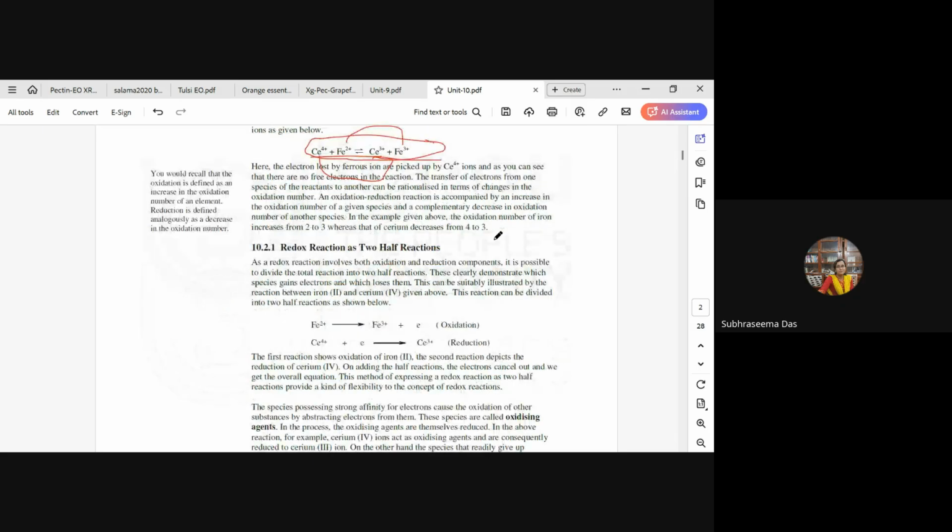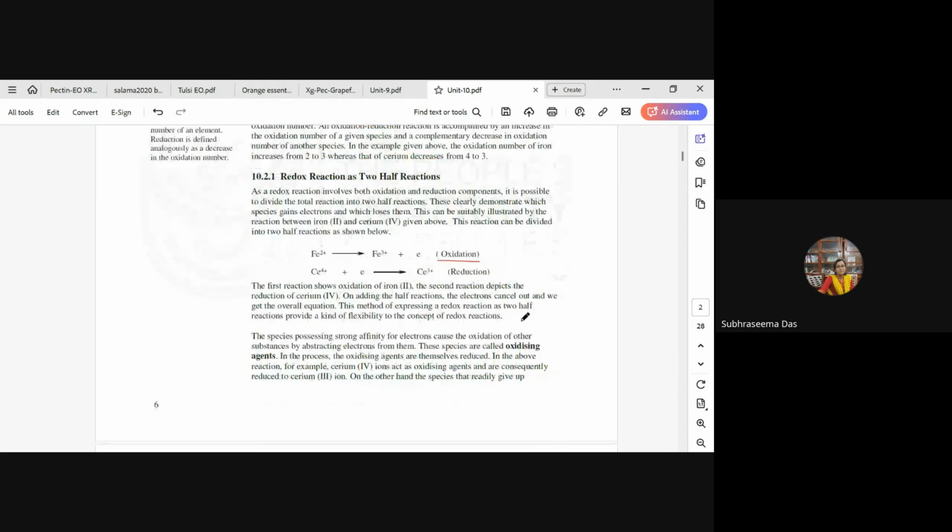Now coming to redox reactions as two half reactions. A redox reaction involves both oxidation and reduction parts, so we can divide the total reaction into two half reactions. The reaction has been shown here. Here Fe2 plus becomes Fe3 plus plus an electron, which is an oxidation reaction. Cerium 4 plus takes up an electron, forming cerium 3 plus. So this is a reduction reaction.